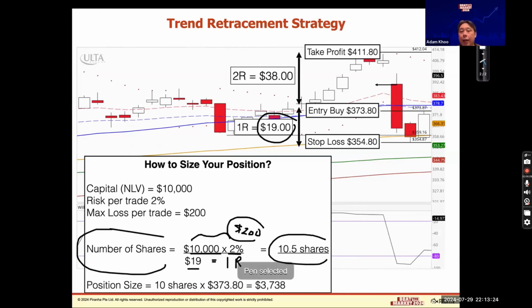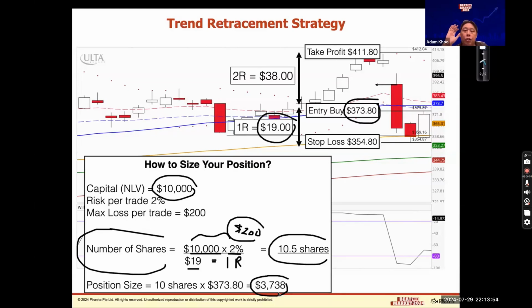What is your position size? Let's round it down to 10 shares. So each share you're buying at 373.8, right? So 373.8 times 10 shares, you are buying 3738 worth of shares. So out of 10 grand, you are buying 3738. This is called your position size.